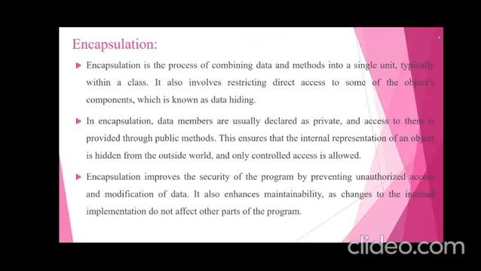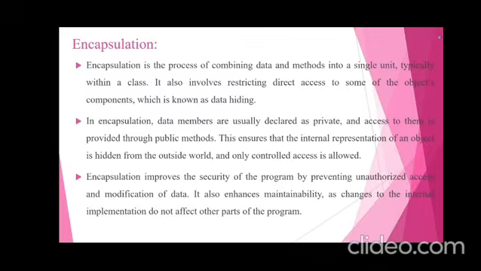So, the next point is in encapsulation, data members are usually declared as private and access to them is provided through public methods. This ensures that the internal representation of an object is hidden from the outside world and only controlled access is allowed. So, here it means the data inside a class is kept private, so it cannot be accessed directly from outside. Instead, we use public functions or methods to access or modify that data.